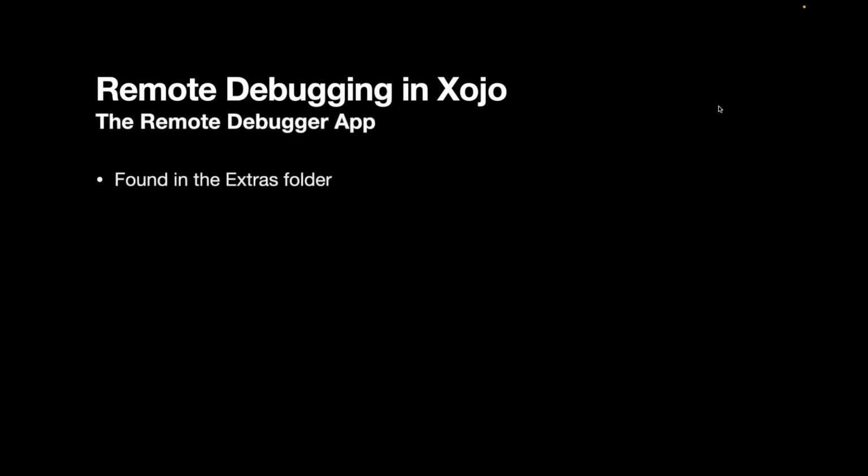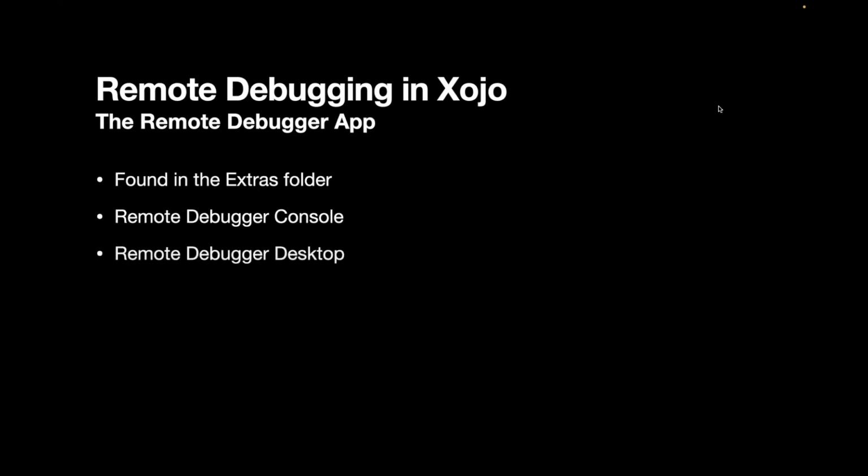Okay, where do you find the remote debugger? It's an application. It's found in the extras folder, so you already have it. There's two. There's the remote debugger console, that's for web apps and console apps, and then the remote debugger desktop, which is for desktop apps, as the name implies.